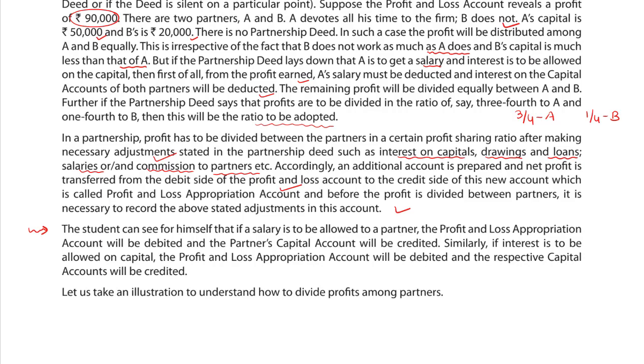The student can see for himself that if a salary is to be allowed to the partner, the profit and loss appropriation account will be debited and the partner's capital account will be credited. Similarly, if interest is to be allowed on capital, the profit and loss appropriation account will be debited and the capital accounts will be credited. Let us take an illustration to understand how to divide profits among partners.